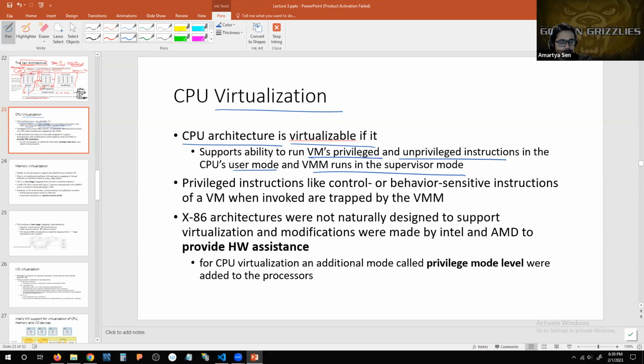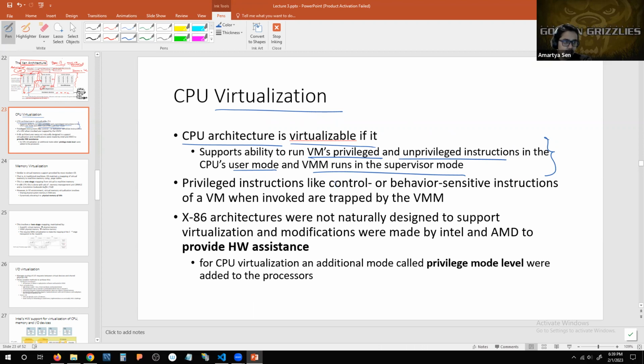Okay. Similarly, the CPU should treat all the guest VMs and execute them in user mode, so that they don't have access to the privileged instructions. And it should allow the execution of the hypervisor in the admin mode or the supervisor mode so that it does have access to the privileged instructions, right? So only if this behavior is supported by the actual CPU architecture can virtualization be implemented. If you do not have this support, then you cannot implement virtualization, right?